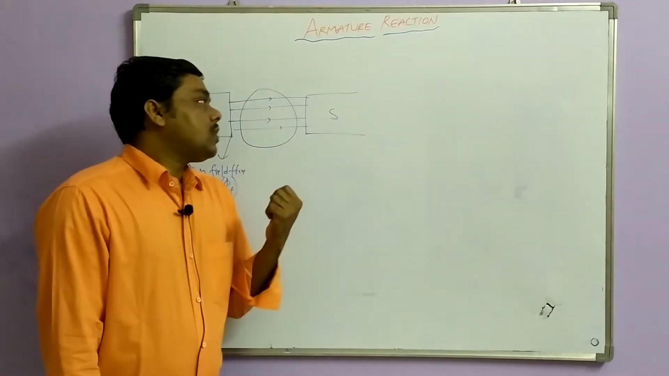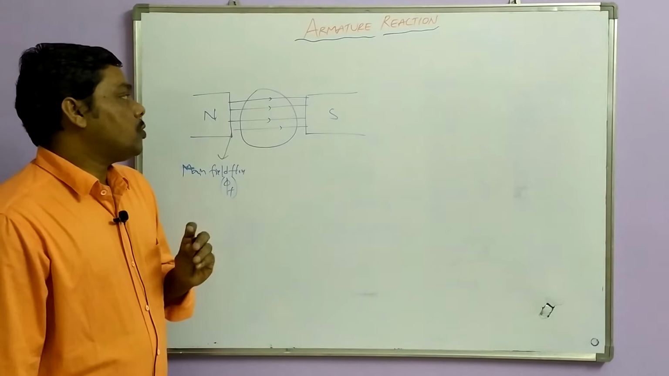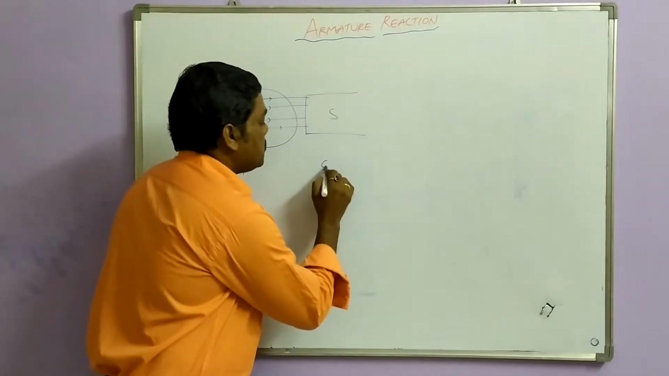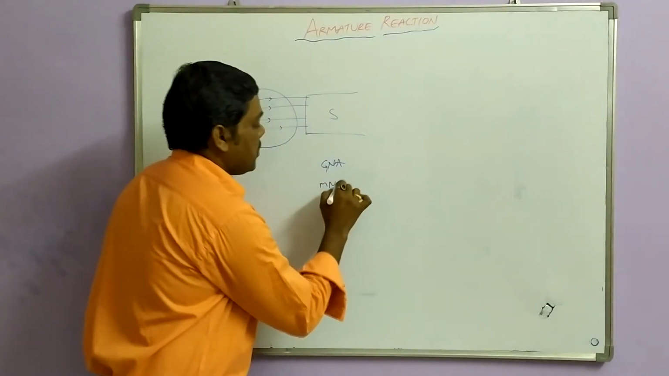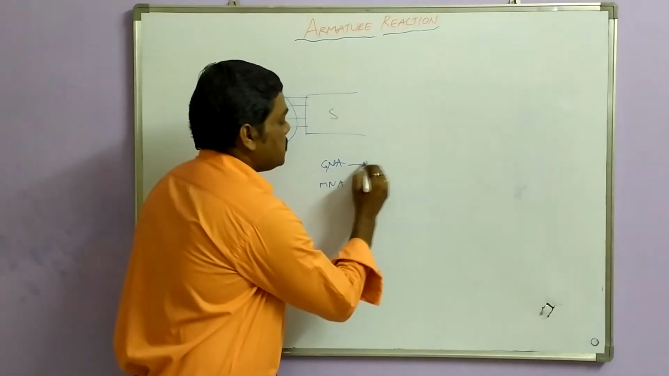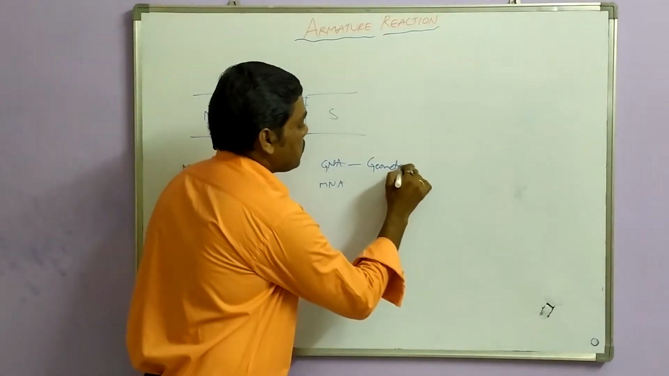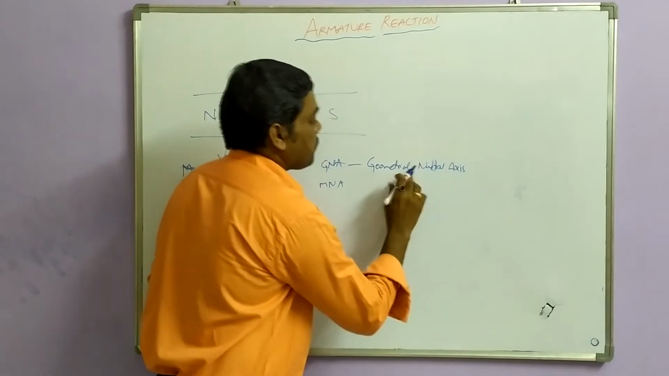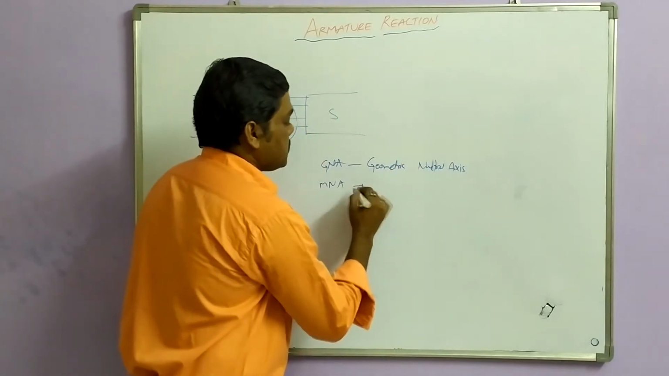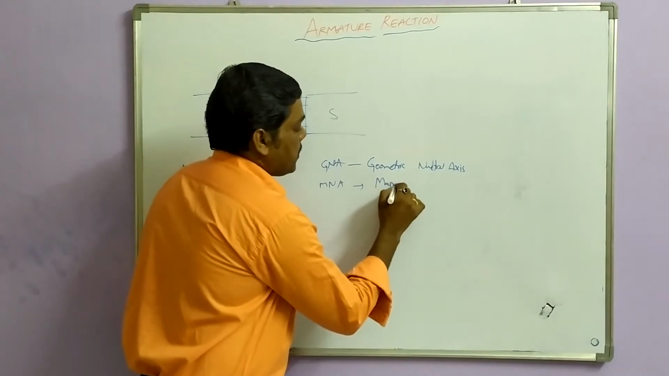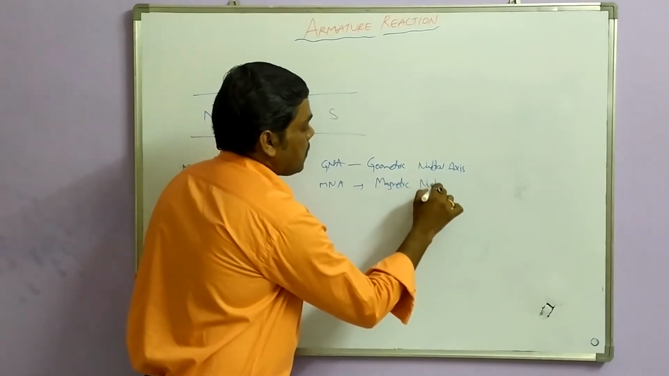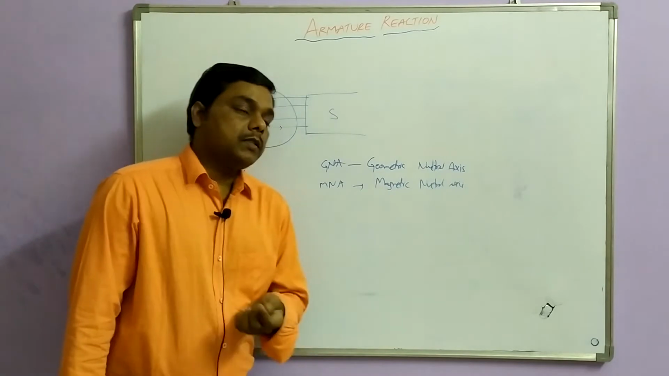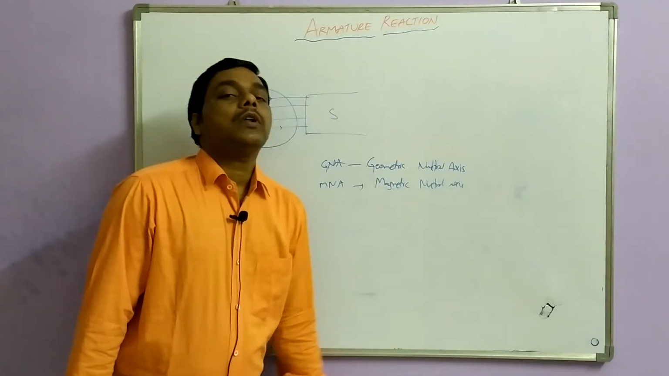So this main field flux is always flowing from north pole to south pole, and we will also have to understand what is GNA and what is MNA. Now what is meant by GNA? GNA is nothing but geometric neutral axis, and MNA is magnetic neutral axis. Now what is meant by GNA? Geometric neutral axis. MNA is magnetic neutral axis.